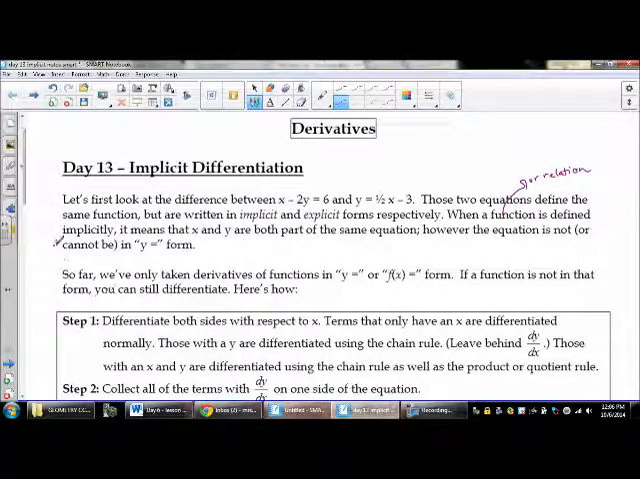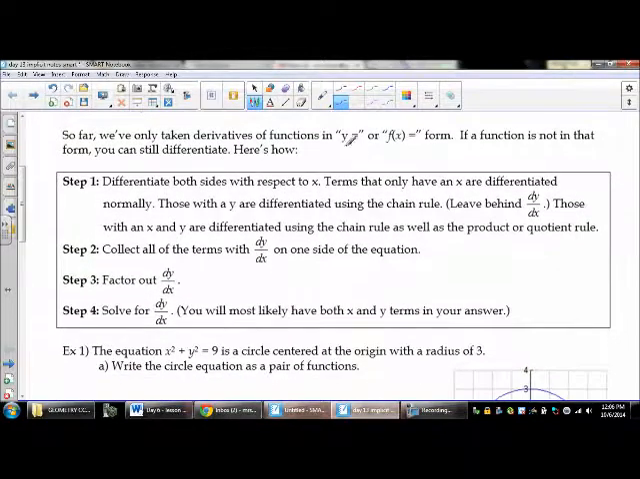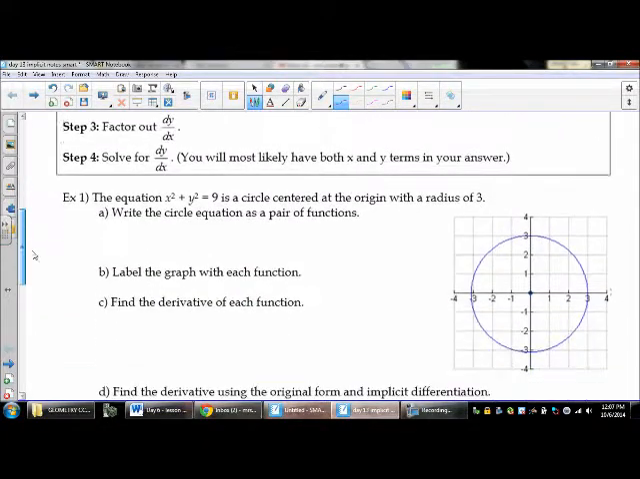is defined implicitly. So far we've only taken derivatives of functions that have been in y equals or f of x equals form. If a function's not in that form, again, or relation, then you can still differentiate. And here's how you're going to do it. Now, I'm going to skip over this for a second and refer back to it when I take the derivative down lower, and we'll come back to those steps.